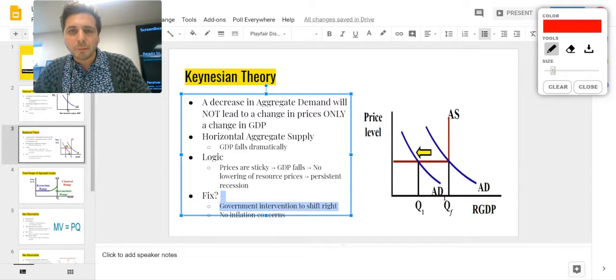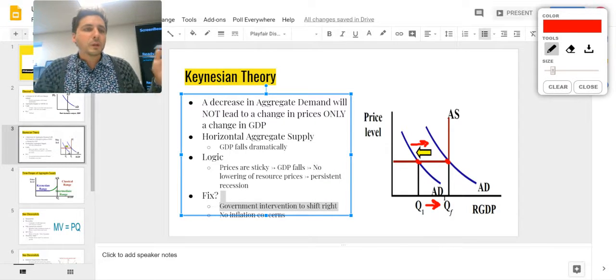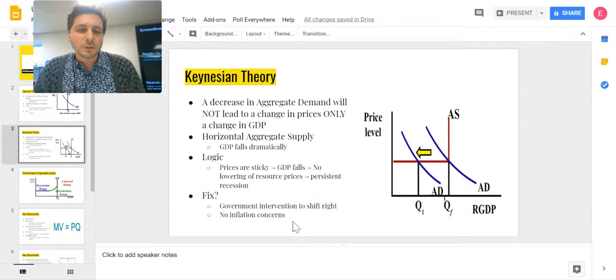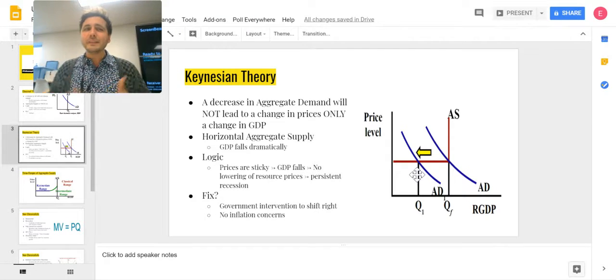If the government comes in, they're going to try to shift aggregate demand back to the right, and in doing so, try to get us back to full employment GDP. But notice, if I go from this point to this point, there's no increase in price level that normally happens with aggregate demand shifting right. In other words, zero inflation occurs in this scenario. So that's the Keynesian theory.